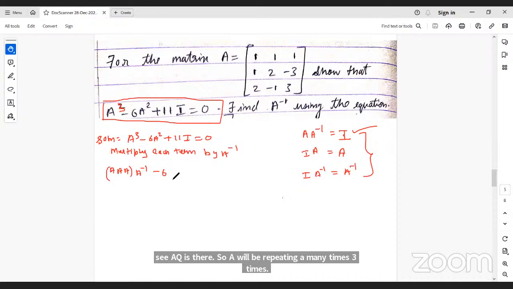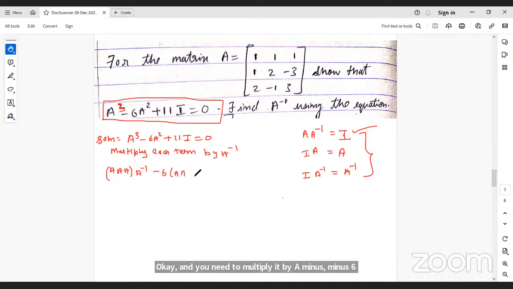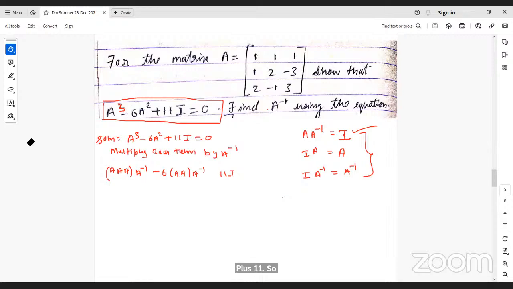Minus 6 into A square is there, multiply A into A, multiply it by A inverse, and then see 11I, plus 11I into A inverse. And 0 matrix into A inverse will be equal to 0. So this is what we have got.